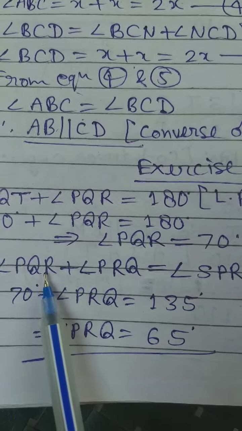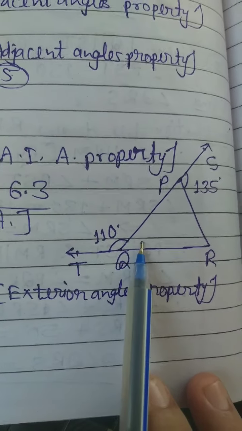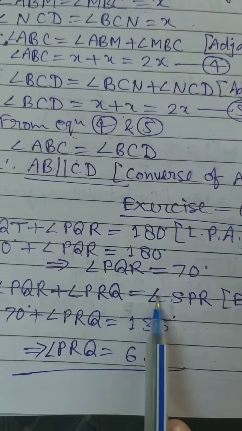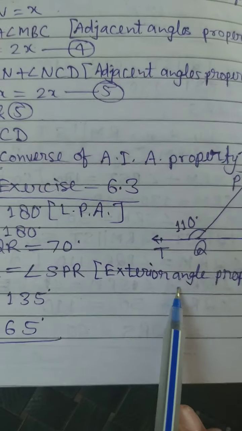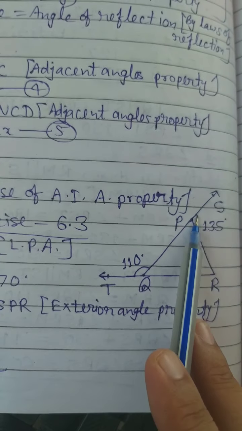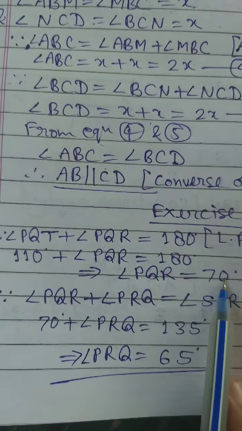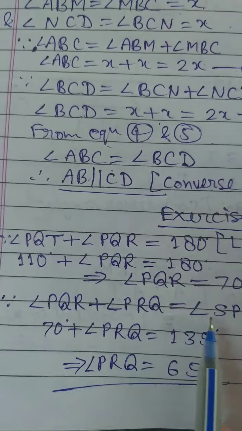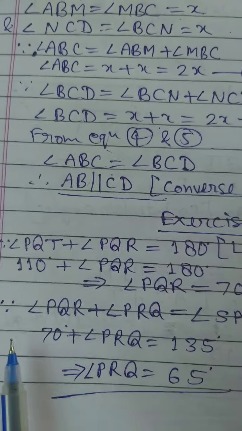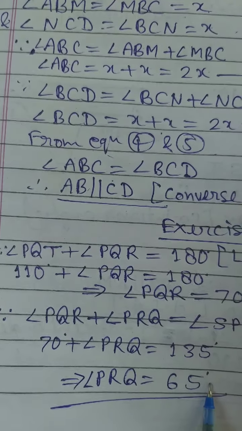Now in triangle PQR, angle PQR plus angle PRQ equals angle SPR by the exterior angle property. The exterior angle property holds for this triangle PQR: angle Q plus angle R equals angle SPR. Angle PQR we found here is 70 degrees plus angle PRQ equals 135. Now if we separate angle PRQ, this 70 goes to the RHS, so 135 minus 70 is 65. So we got angle PRQ equals 65 degrees.